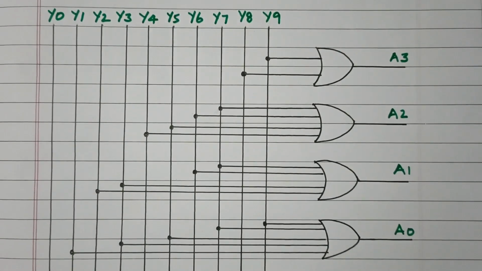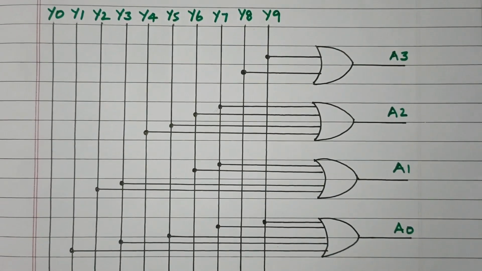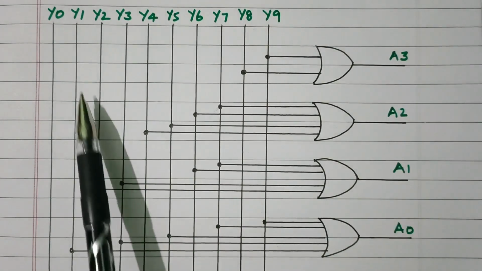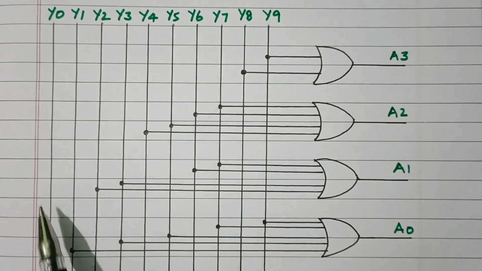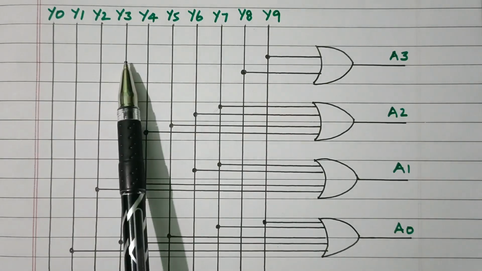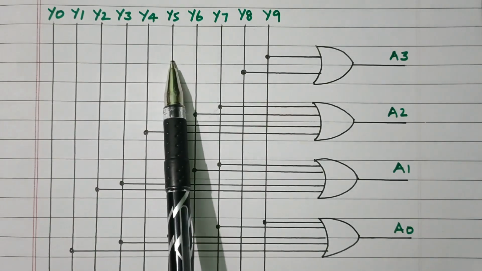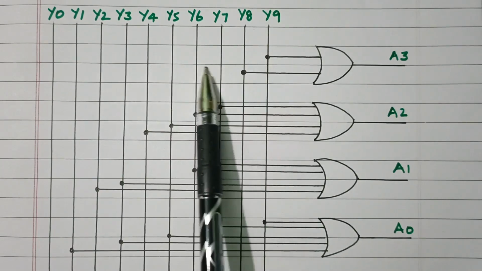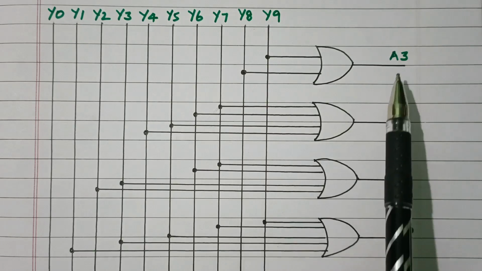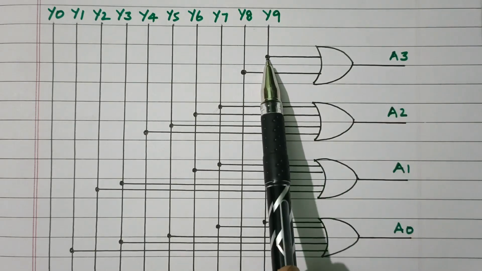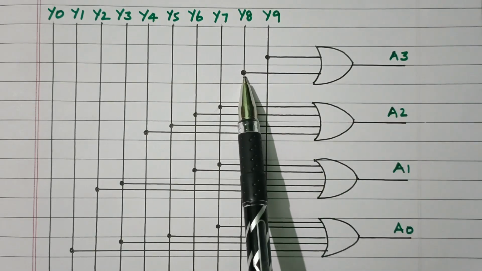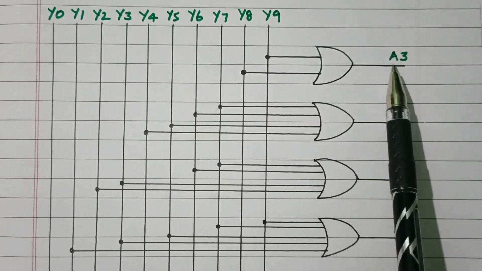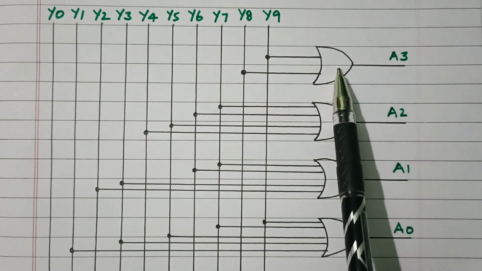See here the 4 different outputs are available, A0, A1, A2 and A3. All possible inputs are available here, Y0, Y1, Y2, Y3, Y4, Y5, Y6, Y7, Y8 and Y9. So according to the requirement we can connect. Right. For A3 what we need is Y9 plus Y8. So only Y9 and Y8 are connected. So here we'll get Y9 plus Y8 because of the OR gate.